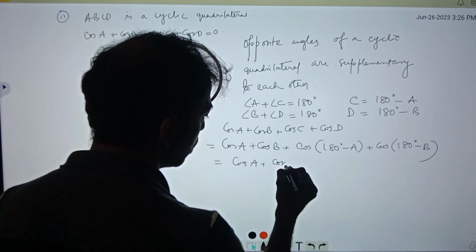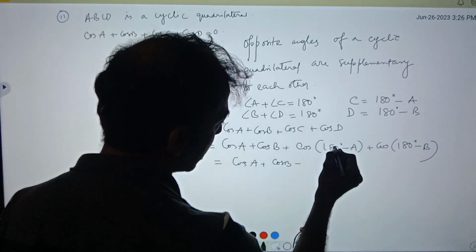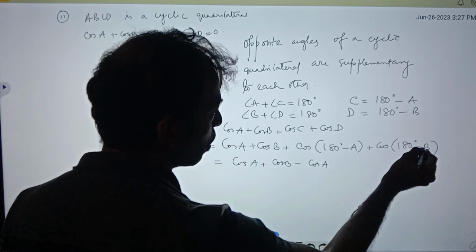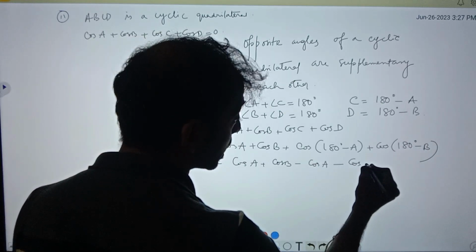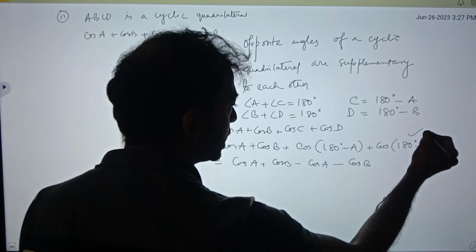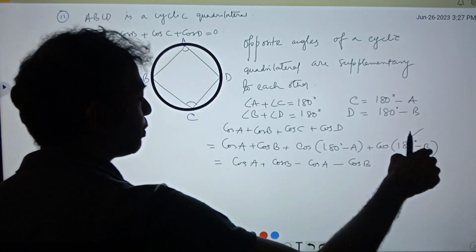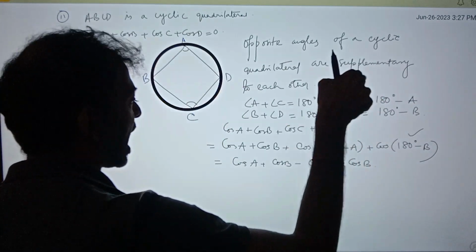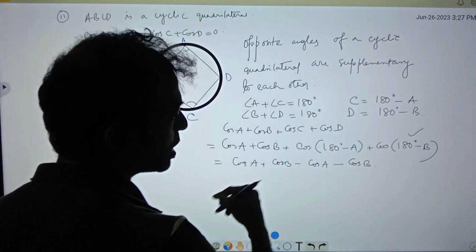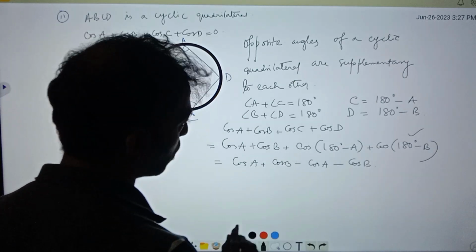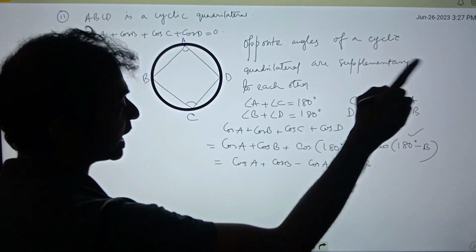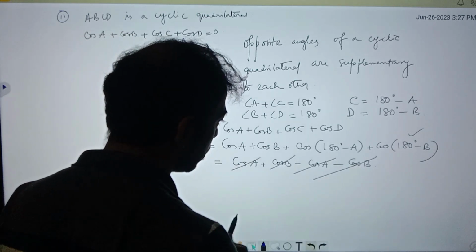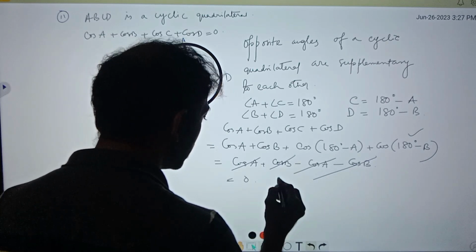So what will be the value of this thing? Cos of 180 minus A, we all know that is minus cos A. And cos of 180 minus B is also minus cos B, because 180 minus B is an angle lying in the second quadrant, and 180 minus A is also an angle lying in the second quadrant. So that will be minus cos A and minus cos B, because in the second quadrant cos is always negative. So cos A we are cancelling, and cos B we are cancelling also. So the total result will be 0. Hence proved.